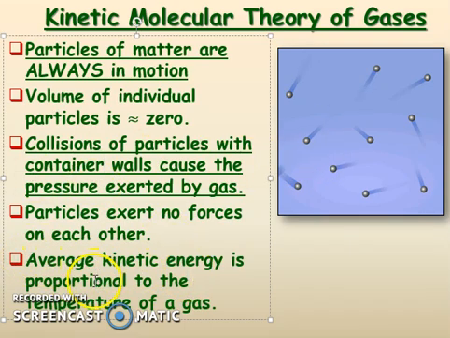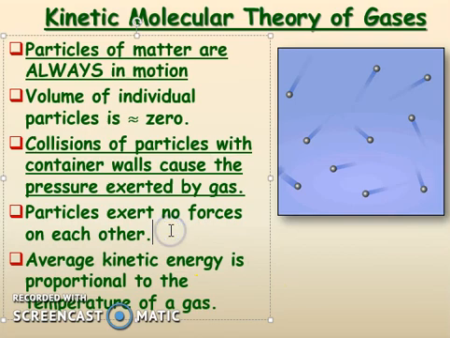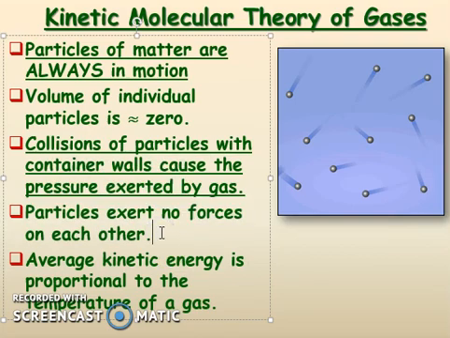Average kinetic energy is proportional to the temperature. We already covered that, right? So the higher the temperature, the more movement those particles have. And then particles exert no forces on each other. We're going to talk more about this later on in the unit, but essentially it's assumed that particles don't push each other around. They kind of act independently of one another. So this collision is not being impacted by this collision over here. They're acting like their own beings.